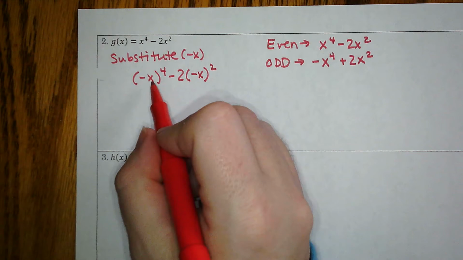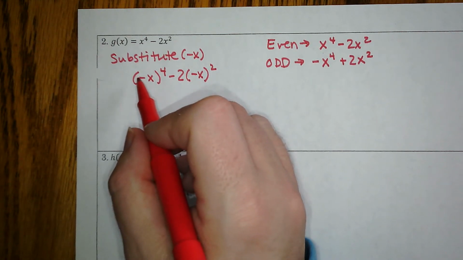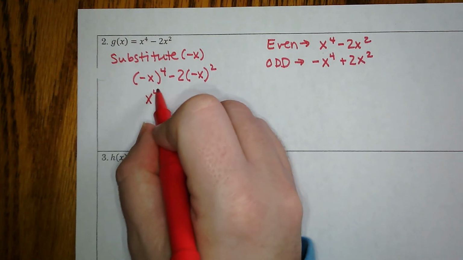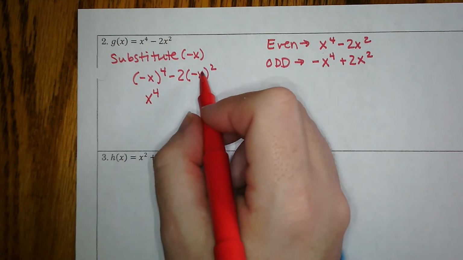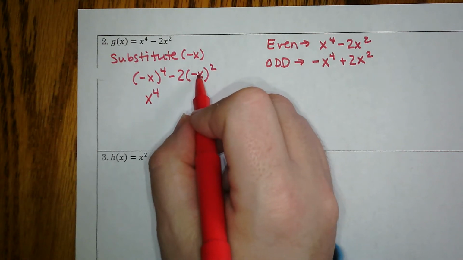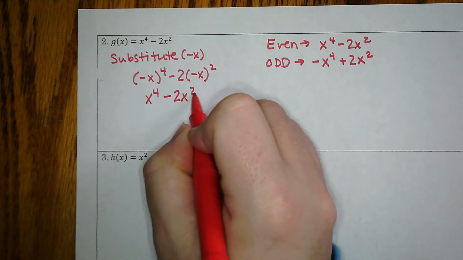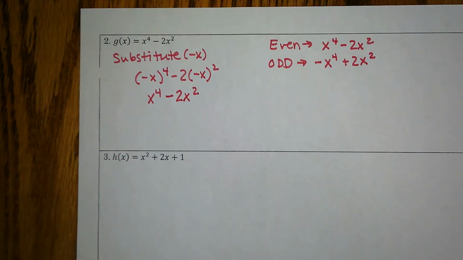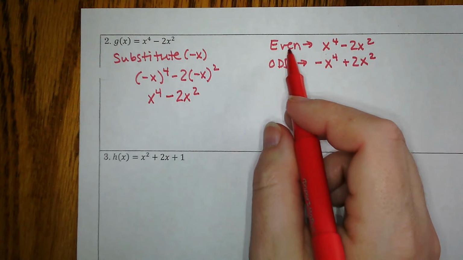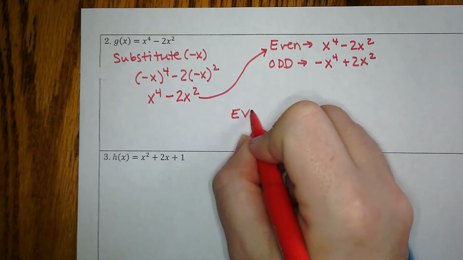When I do negative x to the fourth, a negative times a negative times a negative times a negative is a positive. So it's going to be a positive x to the fourth. And a negative x squared is a negative x times negative x. That's a positive x squared. And negative 2 times positive x squared is negative 2x squared. Does this match one of these? It sure does. This is an even function.